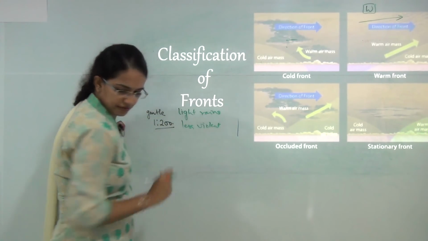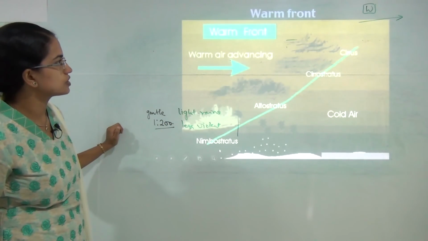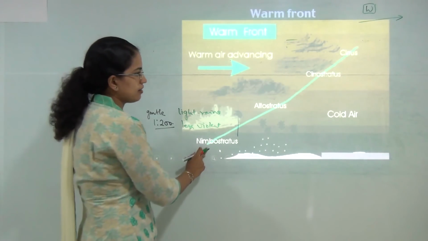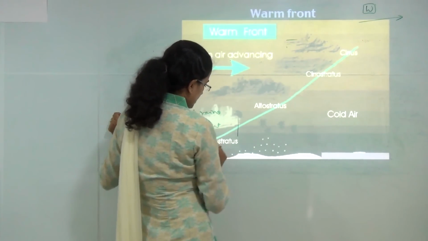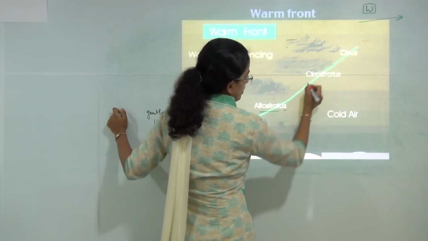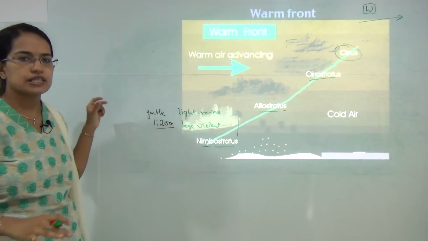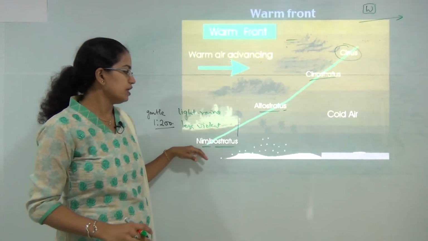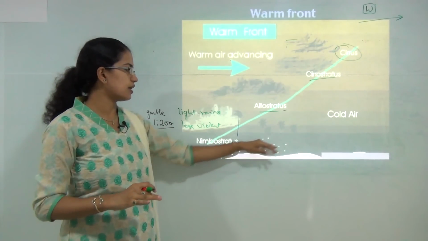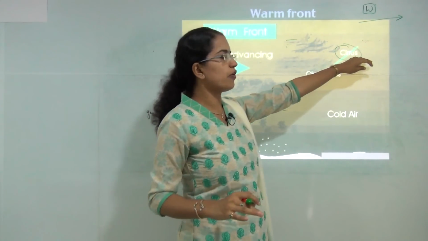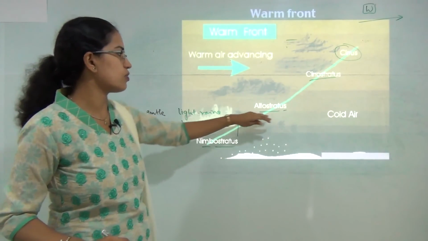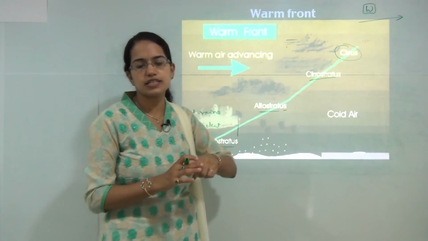In the next diagram you can see the formation of clouds in the warm front. So you have the formation of stratus clouds and finally leading to cirrus clouds in the warm front. When the warm air advances, you have the layered clouds, the stratus clouds, that change to cirrus formations. So you have nimbostratus, altostratus, cirrostratus, and finally the cirrus cloud.